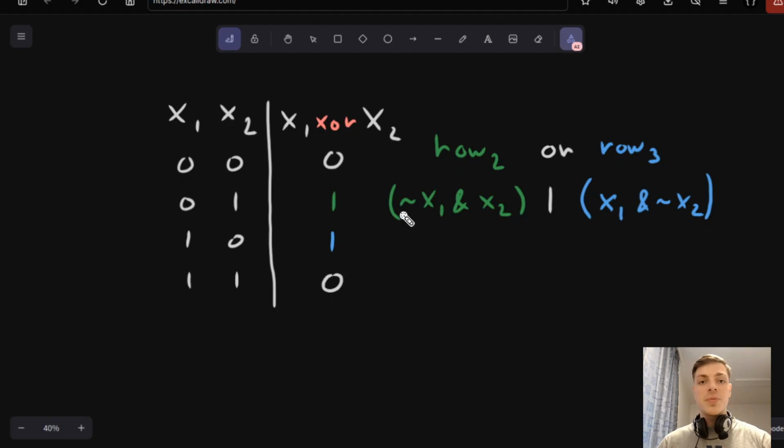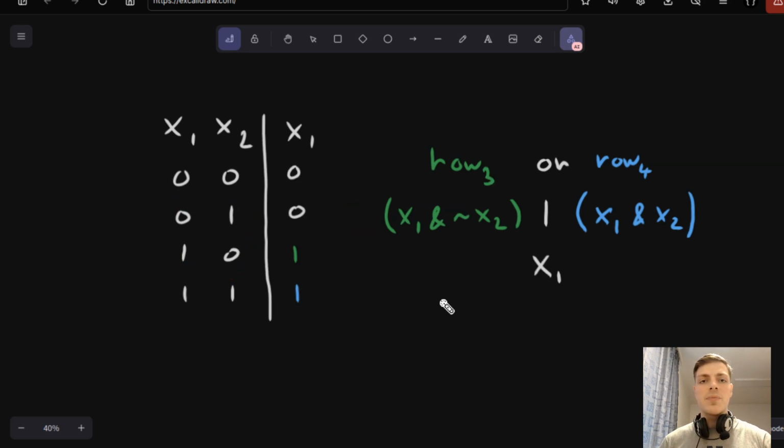We can also look at an easier problem. In this case we have two inputs, x1 and x2, and our task is to find the XOR between these two inputs. That means the output is 1 only if x1 or x2 is equal to 1, but not both. So if both or none of them are equal to 1, then we output 0. We look at row 2 and row 3, that's our rows when the output is equal to 1, and we will OR these two rows. The rows will be equal to not x1 and x2, or x1 and not x2. So that's our values here.